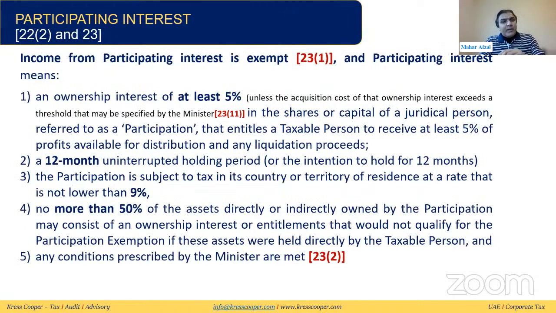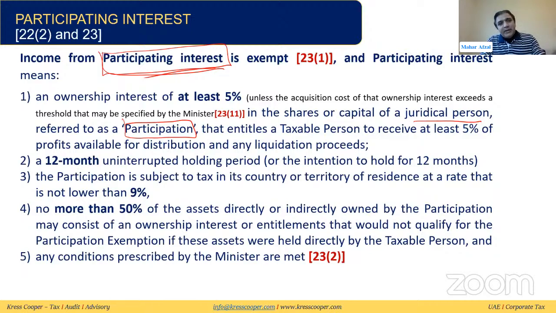We move on to the next point. In point number 2, they said if the income is being received from the participating interest, that income will be exempt as well. Income received from the participating interest will be exempt. We need to look into this. What is participating interest? The participating interest is at least 5% ownership in the share or capital of a foreign juridical person. In the juridical person, this is called participation. The taxable person is entitled to receive at least 5% of profit available for distribution and any liquidation proceeds.